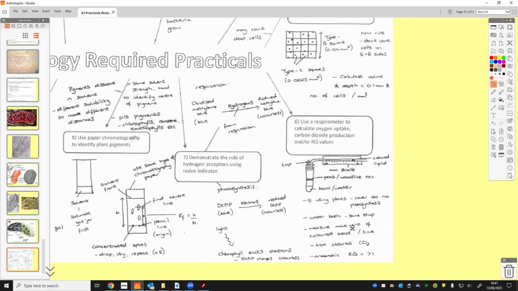You've got the RQ we've talked about there. They could ask you how you do that, or they could talk about why you put it in darkness, that type of thing, if you're using plant material. Think about the RQs there. So carbohydrates, RQ of 1, fats, RQ of 0.7, proteins, RQ of 0.9. Anything more than 1, it's aerobic plus anaerobic.